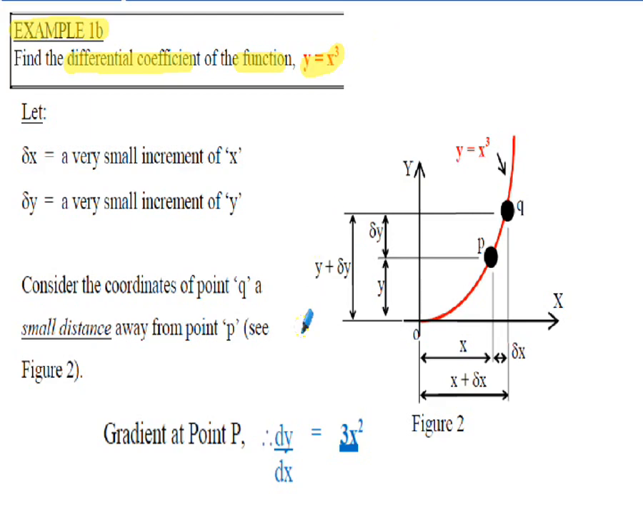If you do that, you end up with the dy by dx, the differential coefficient, given as 3x squared. So y equals x cubed is the original function given to us, and when we differentiate it through the classical differentiating process, we end up with dy by dx is equal to 3x squared.